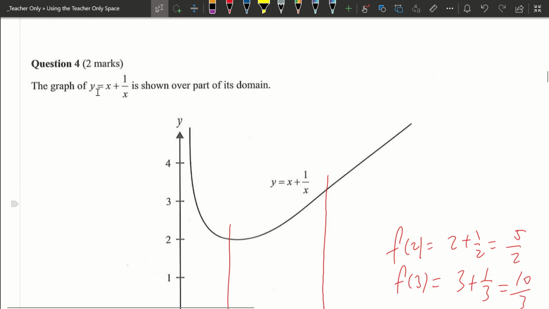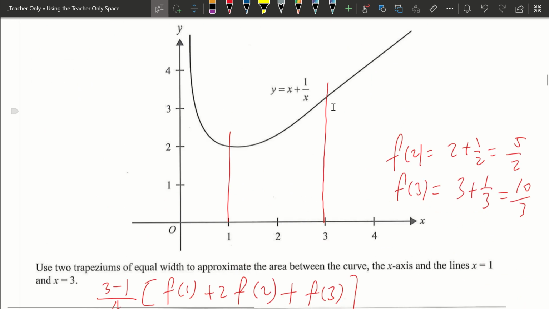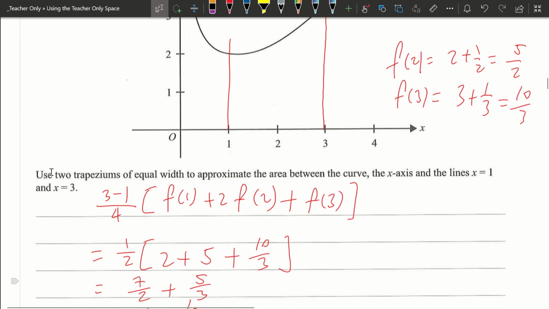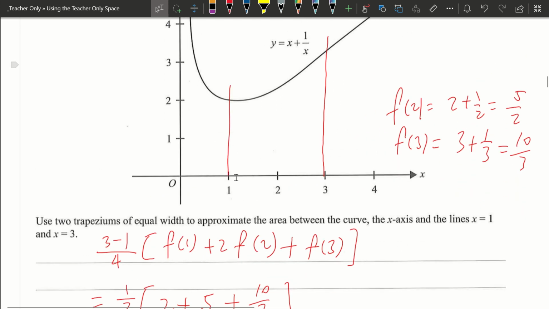Question 4. The function is x plus 1 over x. Nice looking curve. And it says use two trapezium of equal width to approximate the area between the curve, the x-axis, and the line x equals 1 and x equals 3. So you can see I have drawn x equals 1 and x equals 3.